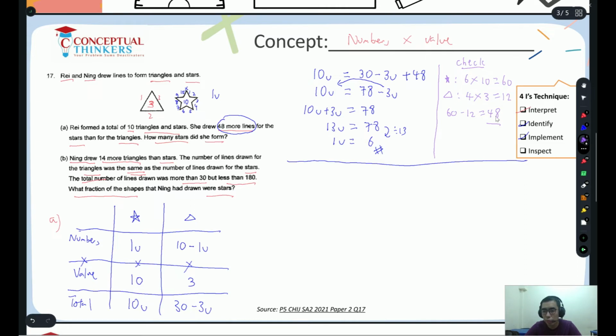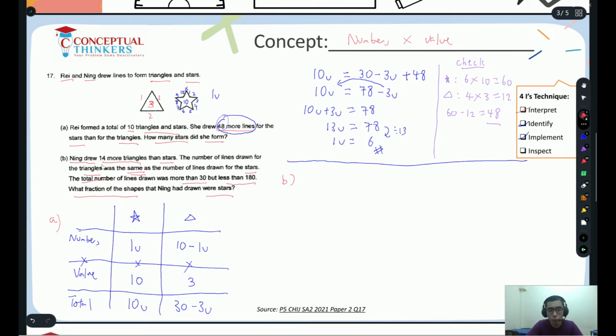For a circle, it will be 48 more than the lines to form all the triangles. So this is how we can inspect and check whether our answer here matches the nature of the story of this question. Okay, so that will be for my part A. So let's continue with my part B.